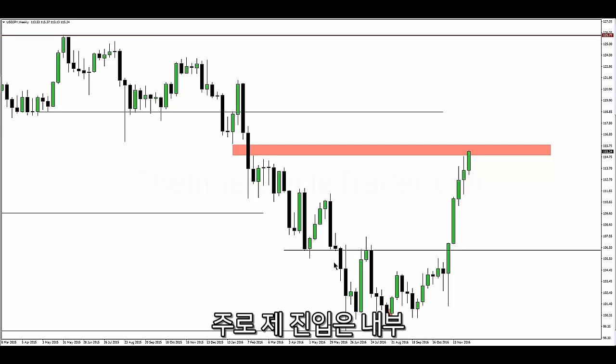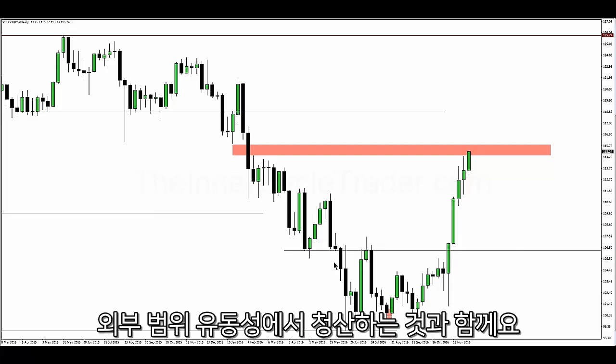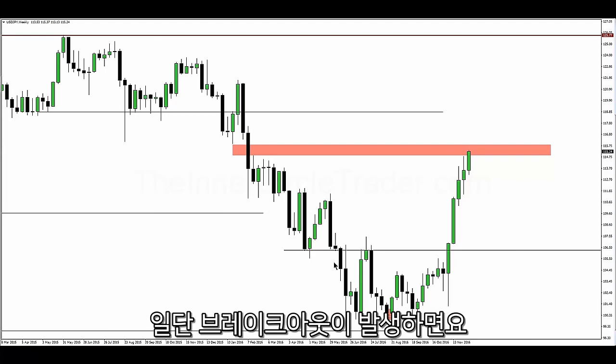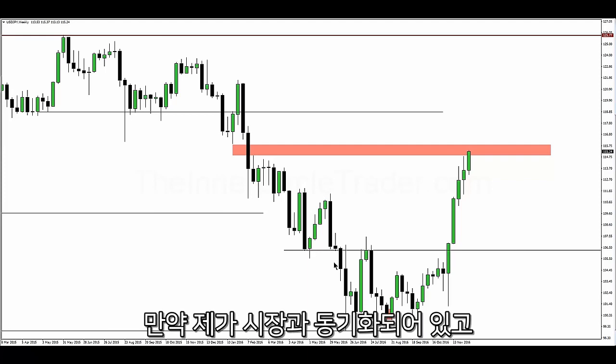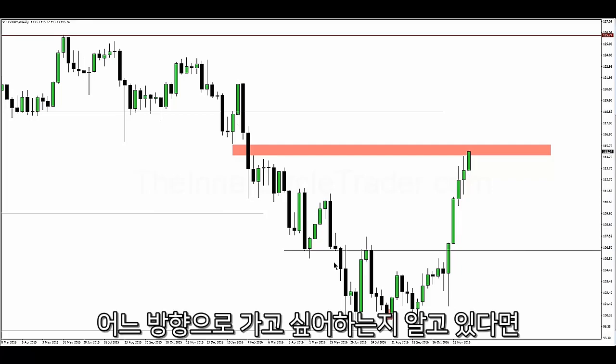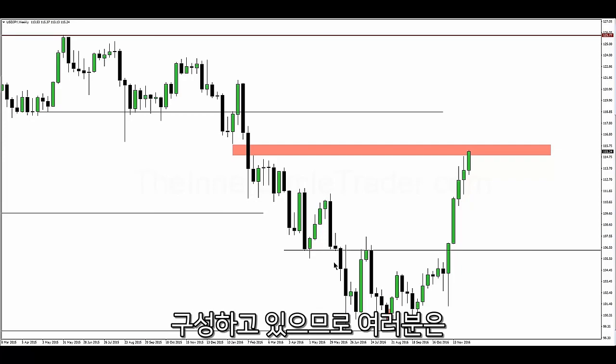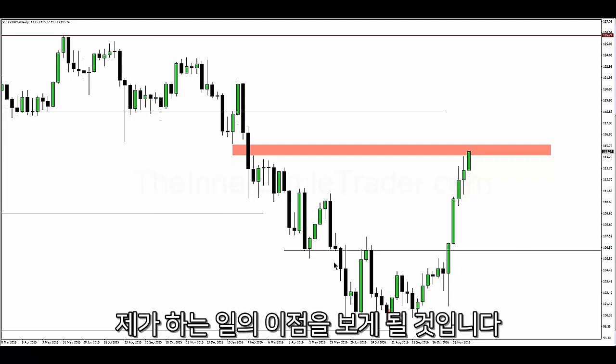Predominantly, my entries are internal range liquidity entries, with exits at external range liquidity. In other words, I'm buying inside the range and selling it outside the range once it breaks it. If I am in sync with the marketplace and I know what direction it wants to go, and we're framing that based on the monthly chart here, you're going to see the benefits of doing what I'm doing here.